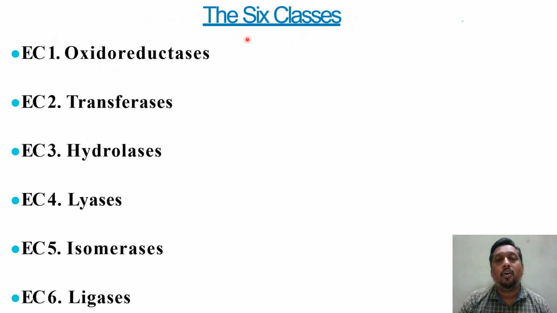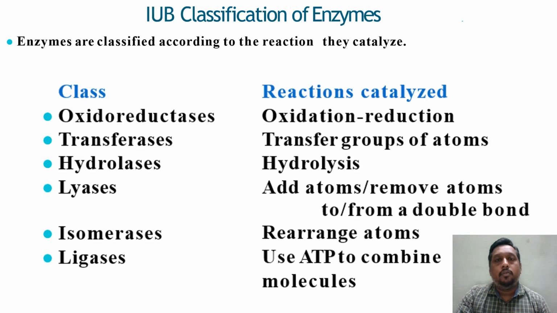EC1 is oxidoreductases. EC2 is transferases. EC3 is hydrolases. EC4 is lyases. EC5 is isomerases, and EC6 is ligases. Let us see what all these types describe, and under each type what kind of enzyme-catalyzed reactions can be performed, in a simple IUB classification of enzymes. IUB is nothing but the International Union of Biochemistry, as we have seen a couple of slides earlier.